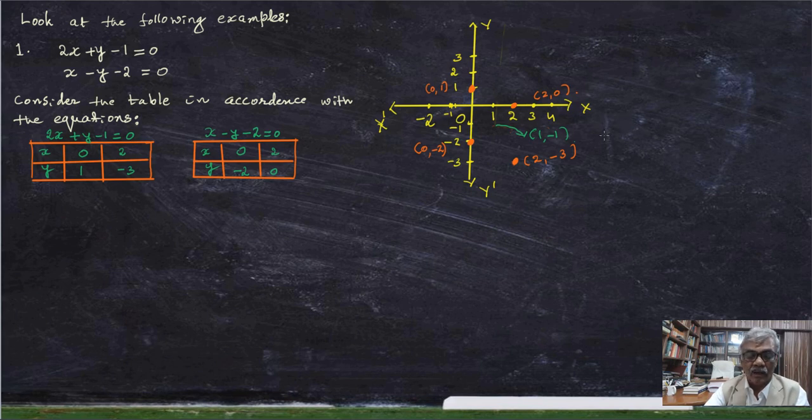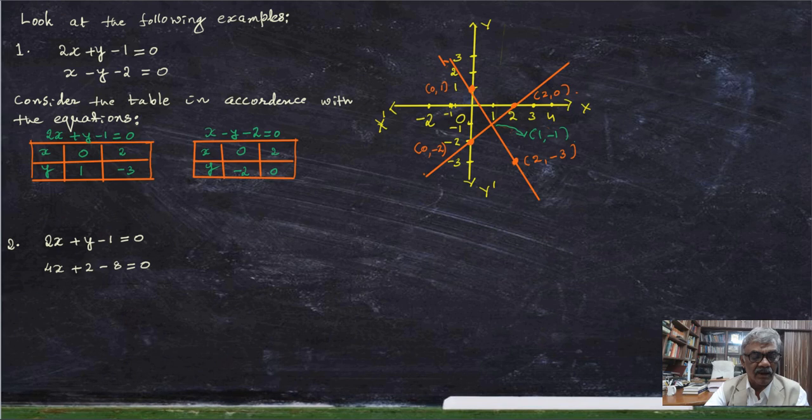With this, we can see the points and also draw the lines accordingly. The point of intersection here is (1, -1). That is going to be the solution of these two simultaneous equations. (1, -1) satisfies both of the given equations simultaneously.